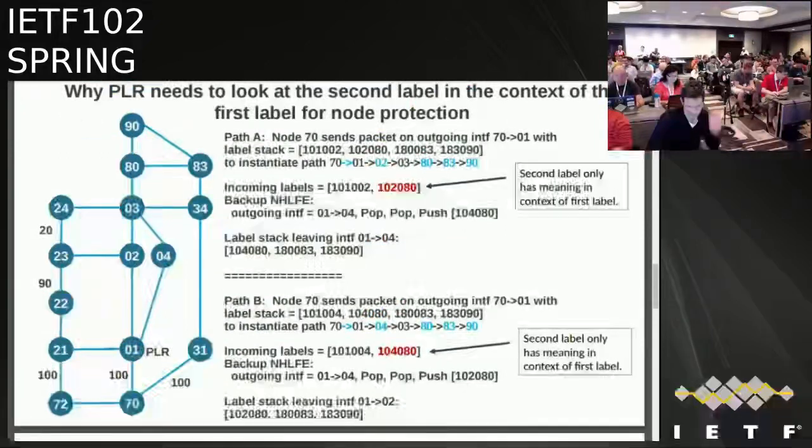This is just illustrating why you also need to look at the first label so that you can understand the second label in the context of the first label. So I cooked up a topology here where we added node 4 into this topology, and paths A and B in this case correspond to a path that either goes through node 2 or node 4, but are otherwise identical. And you can see that you need to look at the first two labels: the first label in order to understand the meaning of the second label, because you're looking at the second label in the context of the first label.